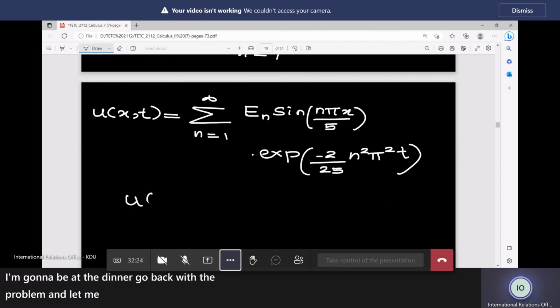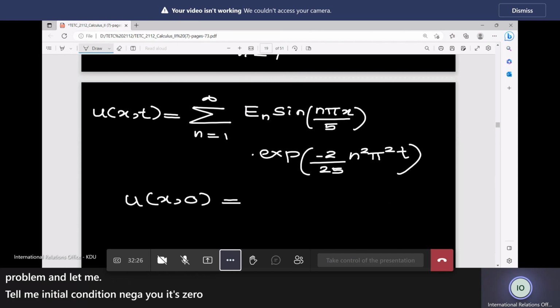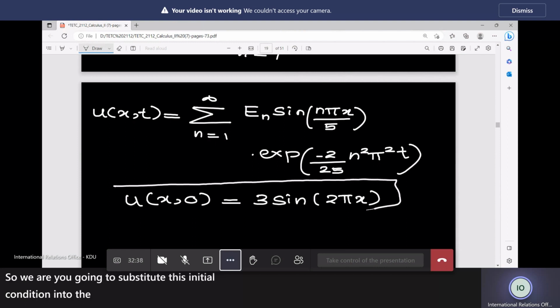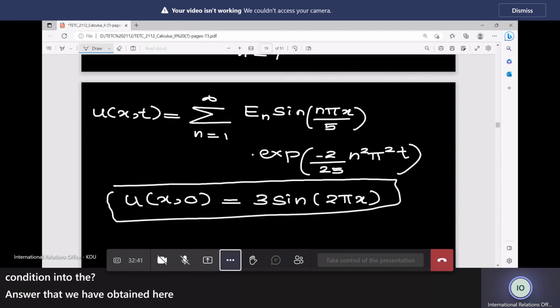Initial condition එක u(x,0) is equals to 3 sin 2πx/5. So we are going to substitute this initial condition into the answer that we have obtained here. So to substitute this into this one, what do we need to do? මේකට මේක සමාන වෙන්නේ t මොකක් වුණොත්ද? t බිංදුව වුණොත්. ඒ කියන්නේ අපි මේ උඩ තියෙන expression එකේ t වෙනුවට බිංදුව substitute කරන්න ඕනේ. So let's substitute then.